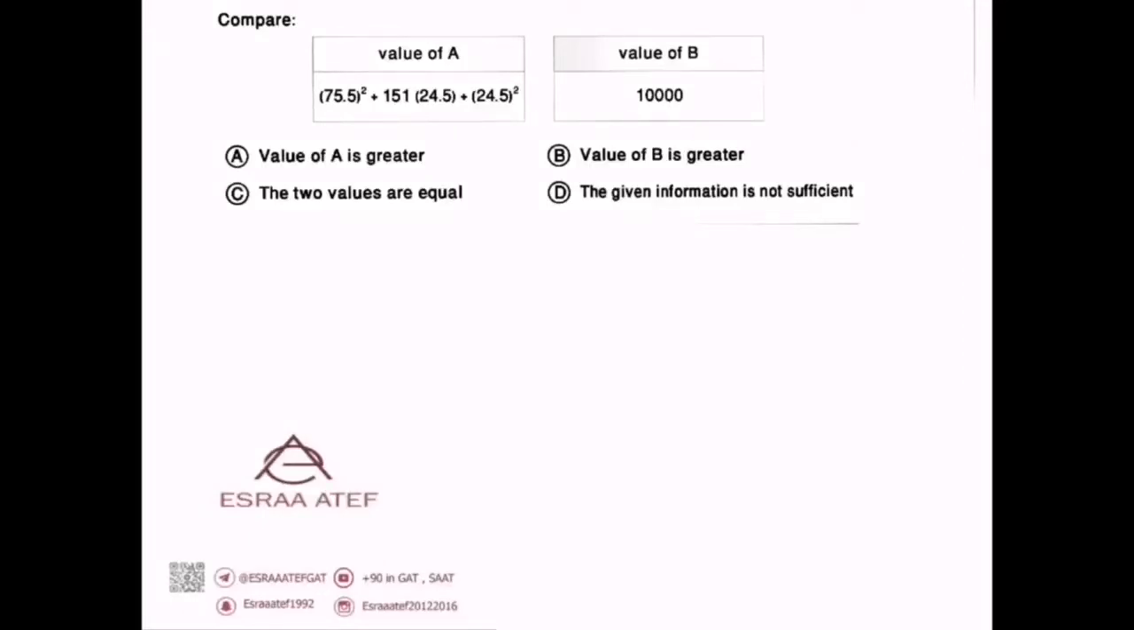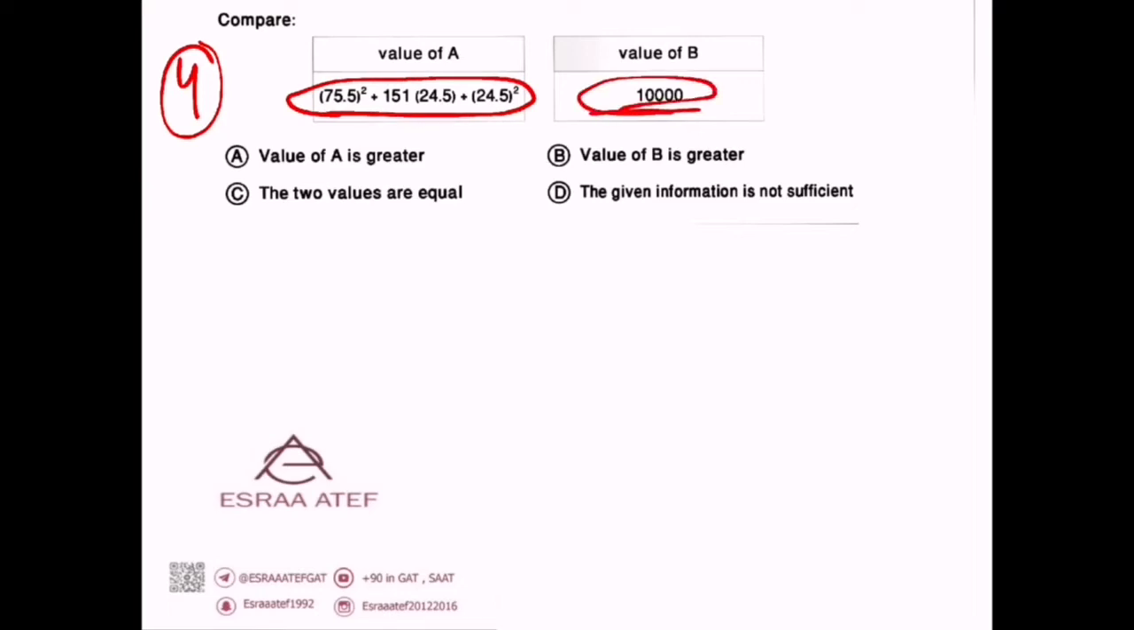Okay, we will start with group 4. Here we will compare between these values. How can we compare between them? This one is okay, it's 10,000, but here we have 75.5 and other numbers which are complicated. How can we solve it?